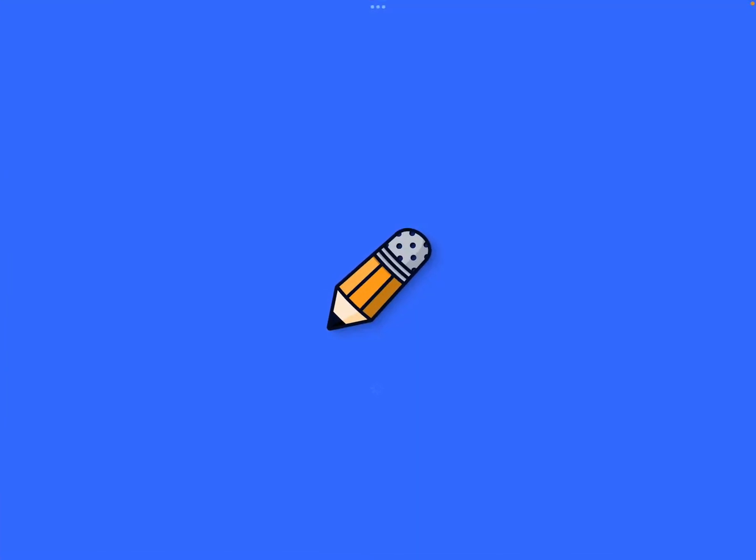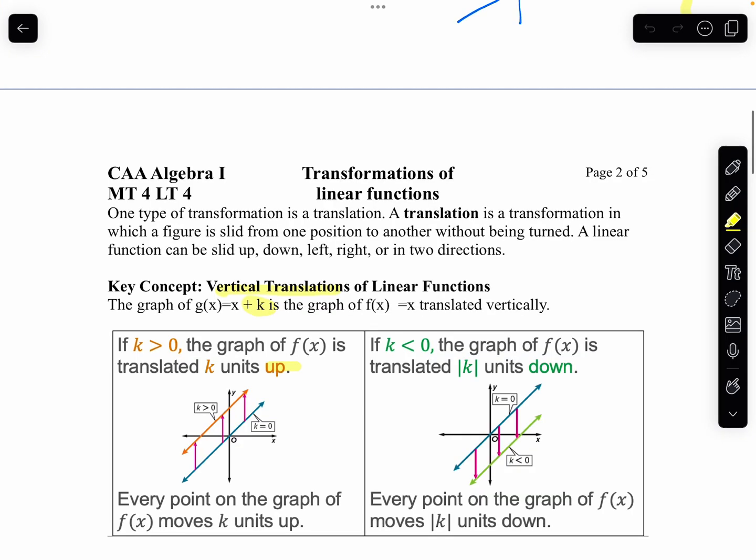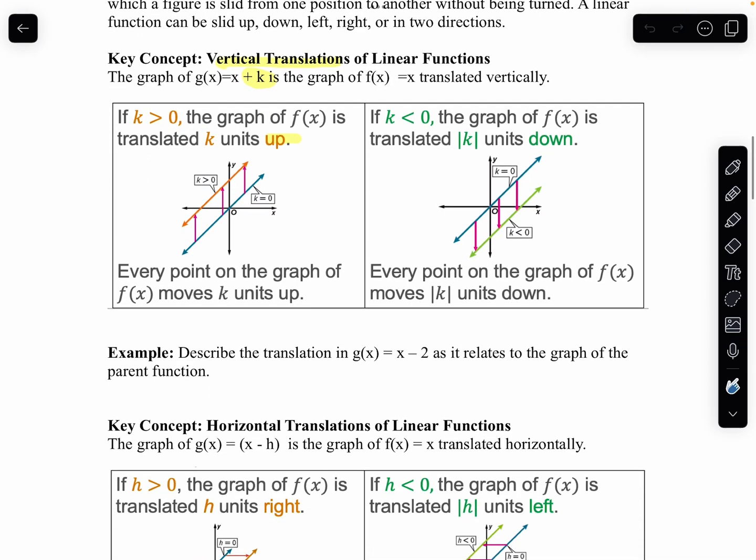So if we take a look, let's do a problem. If I've got g of x minus 2, what happens to the function? Well, it moves it up, or in this case, down 2. So my graph slides or translates down 2 from the center.